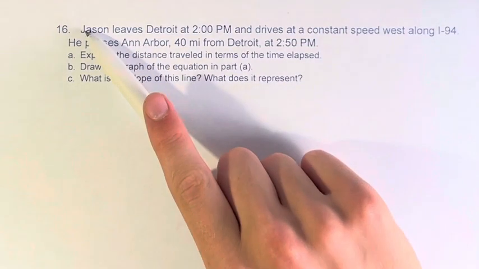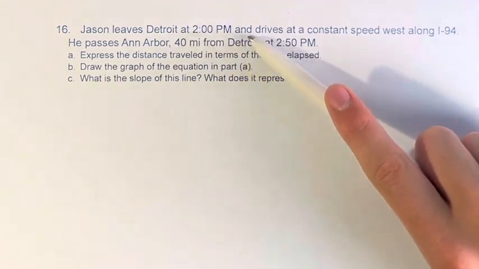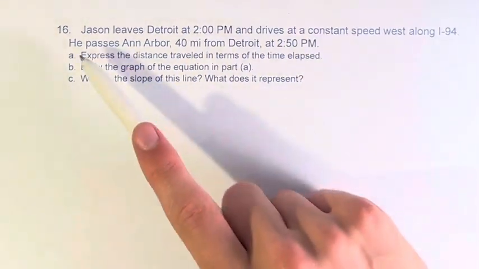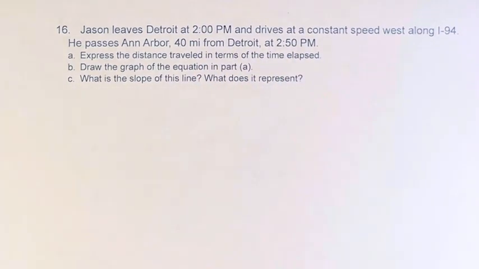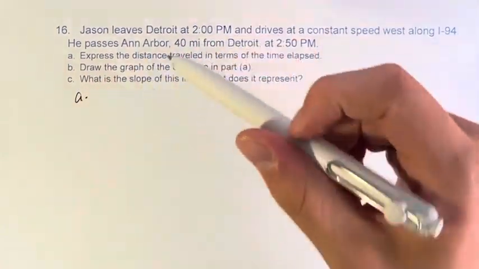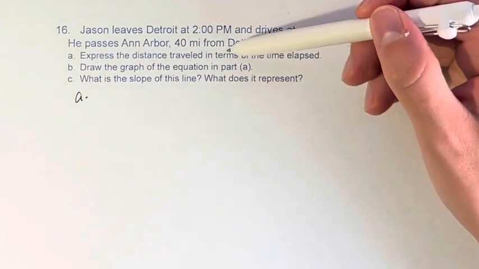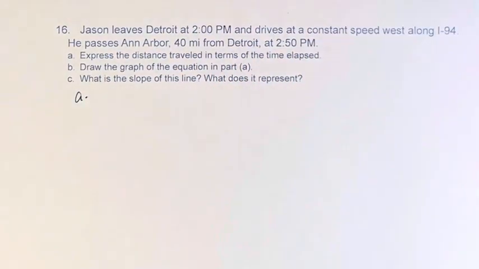In this problem, we're told that Jason leaves Detroit at 2 p.m. and drives at a constant speed along I-94. He passes Ann Arbor, 40 miles from Detroit, at 2:50 p.m. In part A, we're asked to express the distance traveled in terms of the time elapsed.